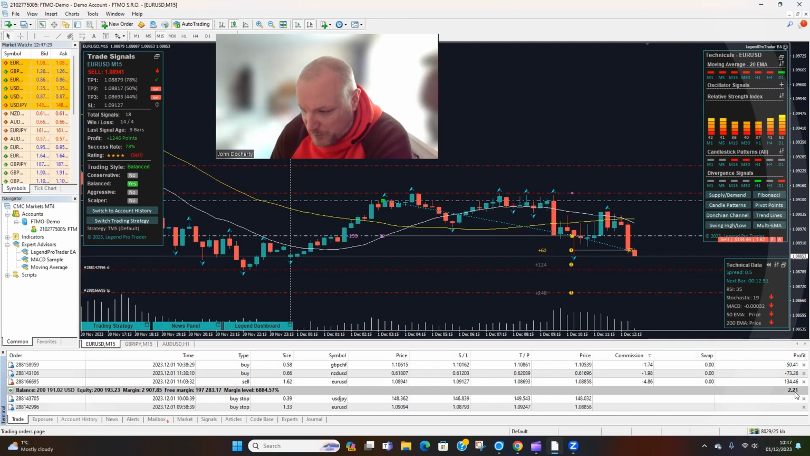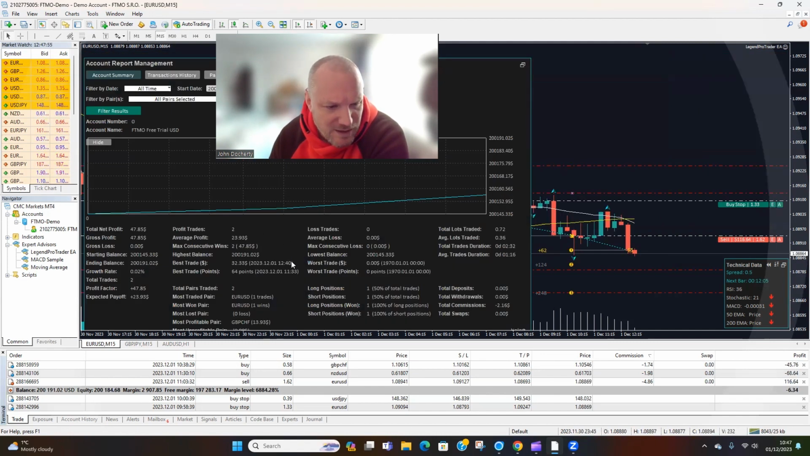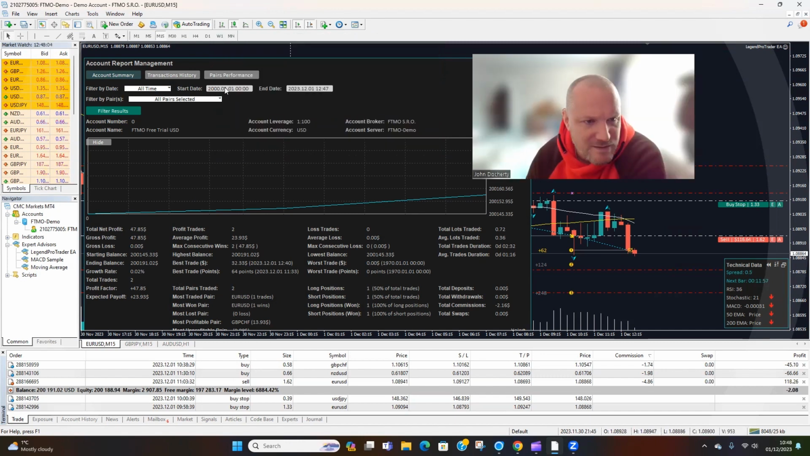We're now going into a little bit of profit overall on the account, and it's fluctuating, as you can see. So again, overall, we're just trying to look at the system on here. The profit and loss for today is $47.85. Okay, we're risking 0.9. We were risking 1% overall. If I just go on to the account report, we can see the account reports here. It's not letting me change it.